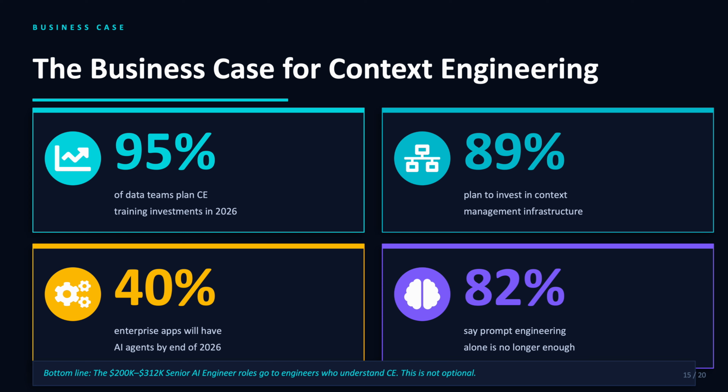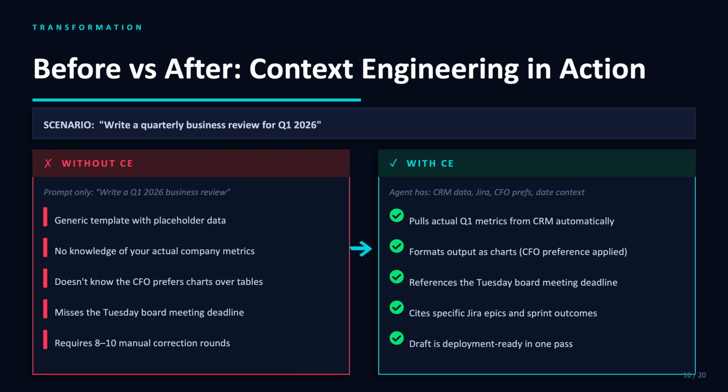The bottom line, shown here, is direct. The senior AI engineer roles at the top of the market right now, the 200,000 to 312,000 positions, go to the engineers who understand how to build production-grade context engineering systems. The engineers who don't will be outcompeted by those who do. This is the most important skill shift in AI engineering in 2026. Let me make the impact concrete with a single scenario. The instruction to the agent: write a quarterly business review for Q1 2026.